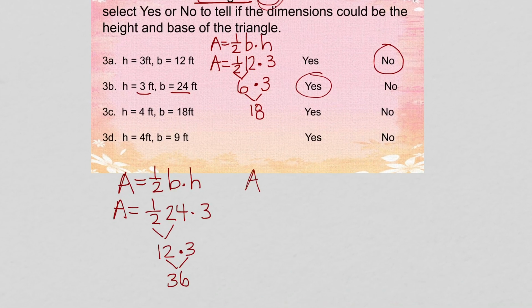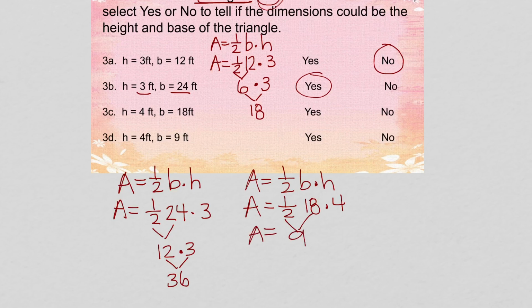3C. A equals 1/2 B times H. I don't care if you've already written it for the other two. Write it again. Plug it in. A equals 1/2 base 18 times 4. Follow it down. What's 1/2 of 18? 9 times 4. What's 9 times 4? 36. So is that correct? Yes.